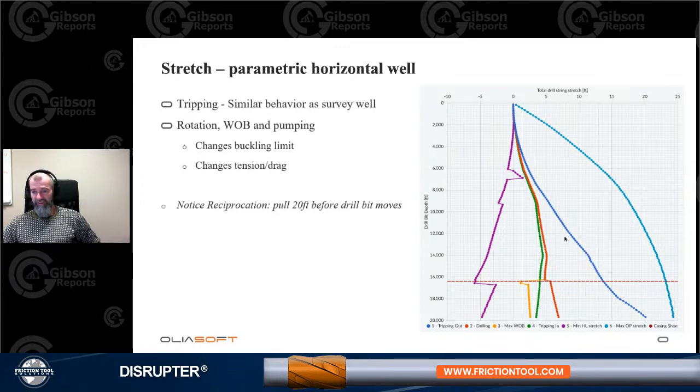But if we're not stuck at all, and we're just running a normal trip out, in this case at some velocity, perhaps, if I remember correctly, about 50 feet per minute, or was it 30? We actually have to pull it 20 feet before the bottom starts to move. So let's say we drill down to the bottom, and then when you start pulling out, you will have to pull 20 feet out before it actually starts to move at the bottom.